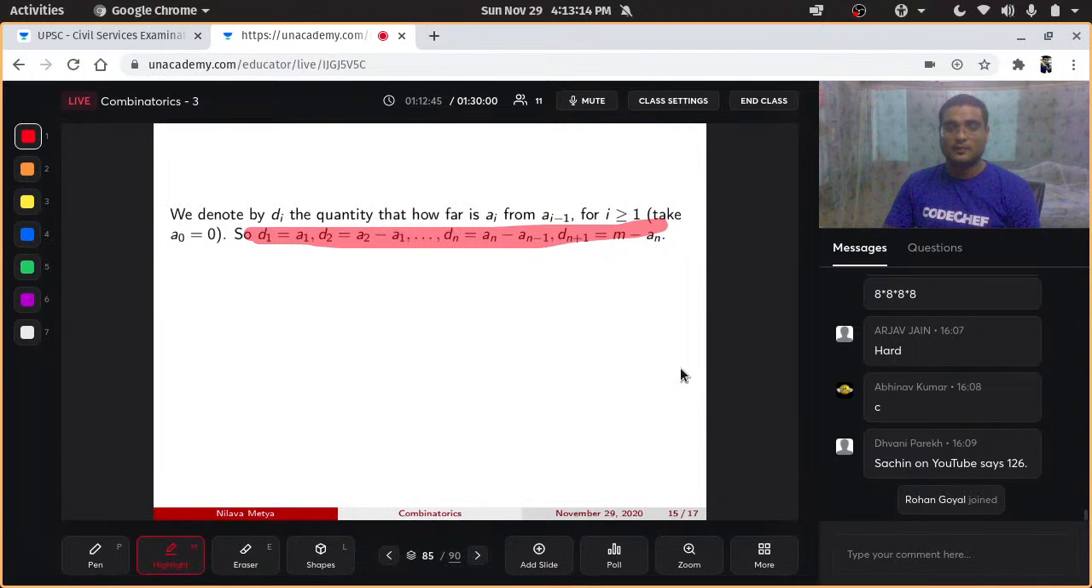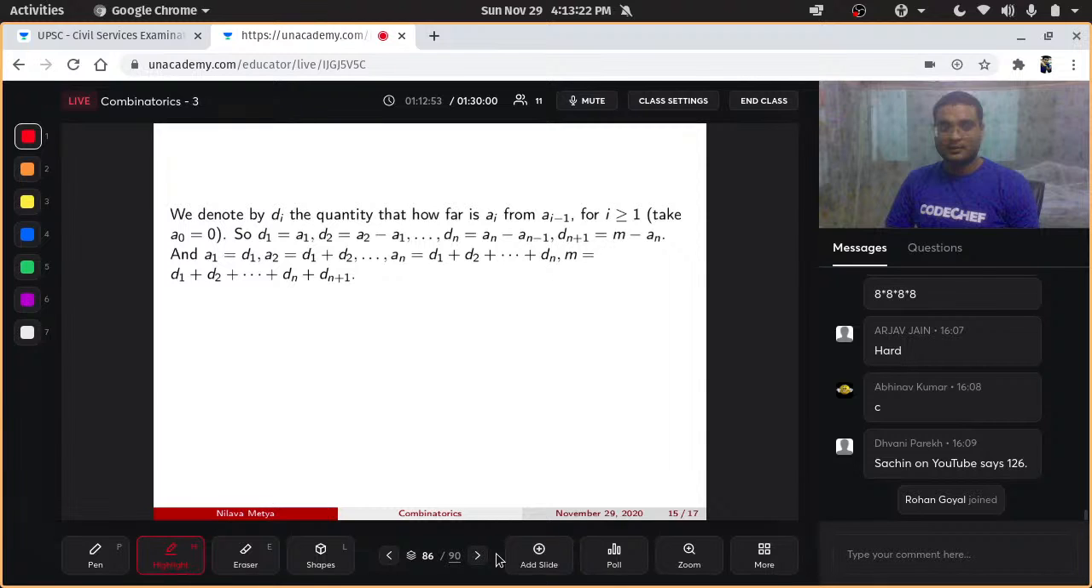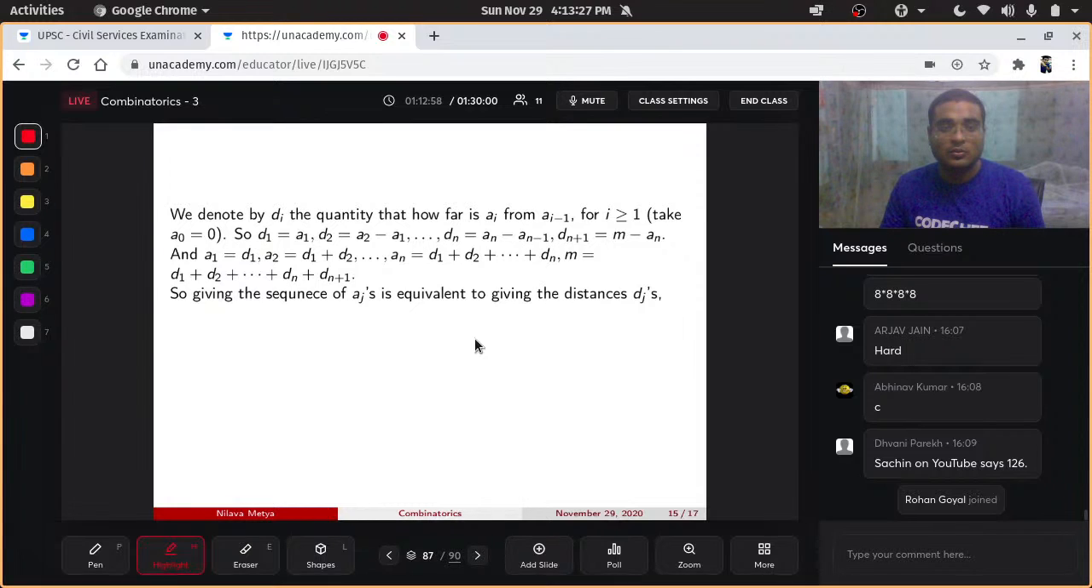Okay, I can find the distances if you give me the numbers. If I give you the distances, subject to the fact that M is the sum of these, and the DIs are non-negative, can I find the numbers AI?